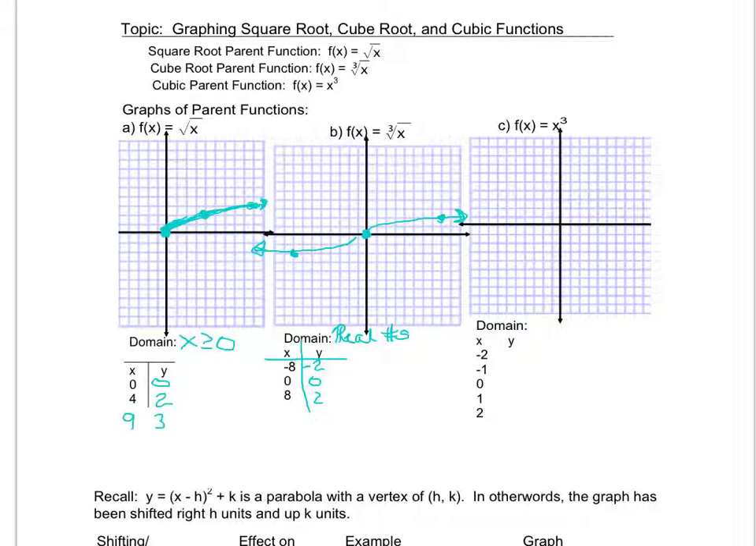Finally, looking at the graph of the parent function, f of x equals x cubed. Again, my domain is going to be all real numbers since I can cube anything. I'm going to fill in my xy table. Negative 2 cubed I know is negative 8. Negative 1 cubed is negative 1. 0 cubed is 0. 1 cubed is 1. And 2 cubed is 8. Again, if I wanted to, I could pick more values, but I'm going to plot these.